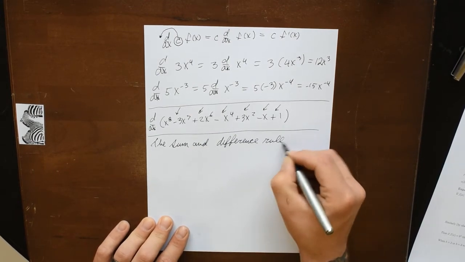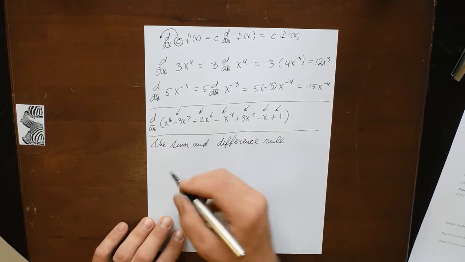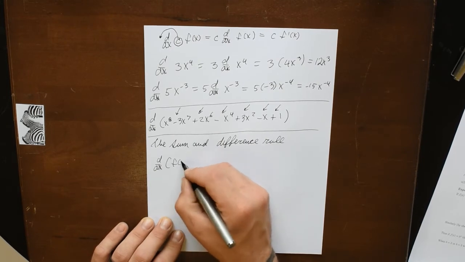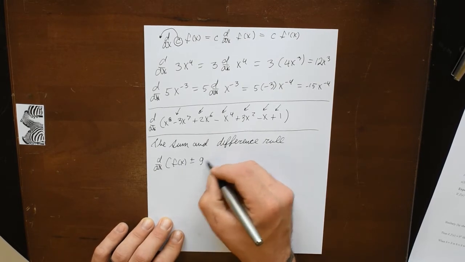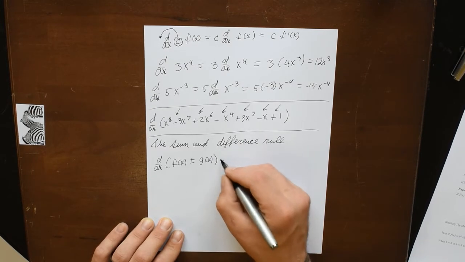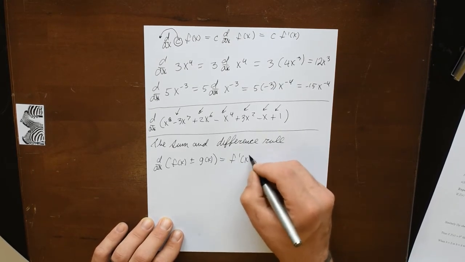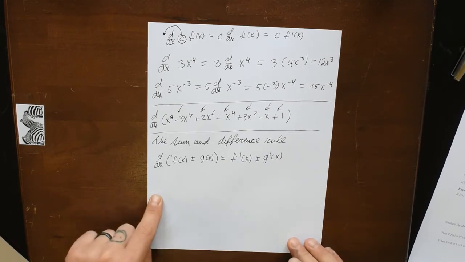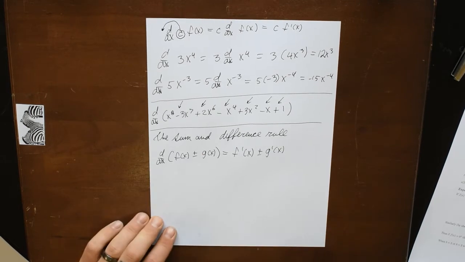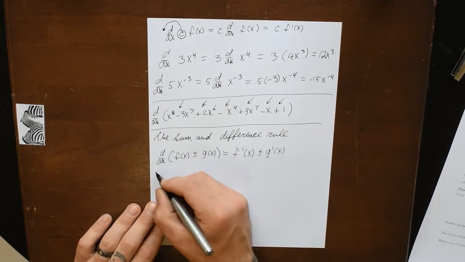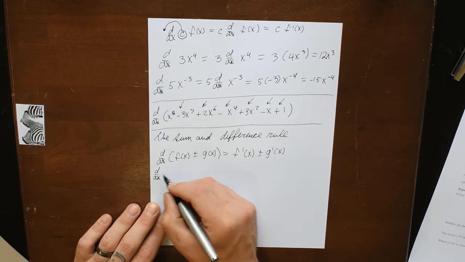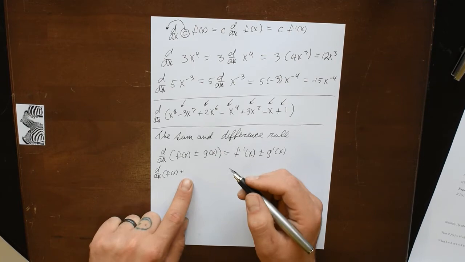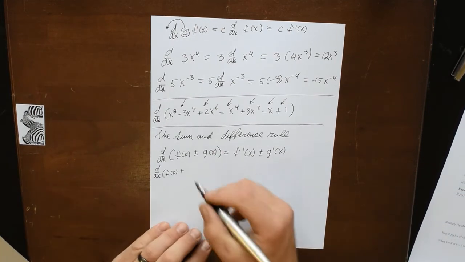And what that says is that the derivative with regards to x of f of x plus or minus g of x is going to be equal to f prime of x plus or minus g prime of x. Once again, we get this straight from the limit definition of a derivative. We know that the derivative with regards to x of f of x plus g of x, and I'm going to do it with plus. The same thing's going to hold for subtraction.